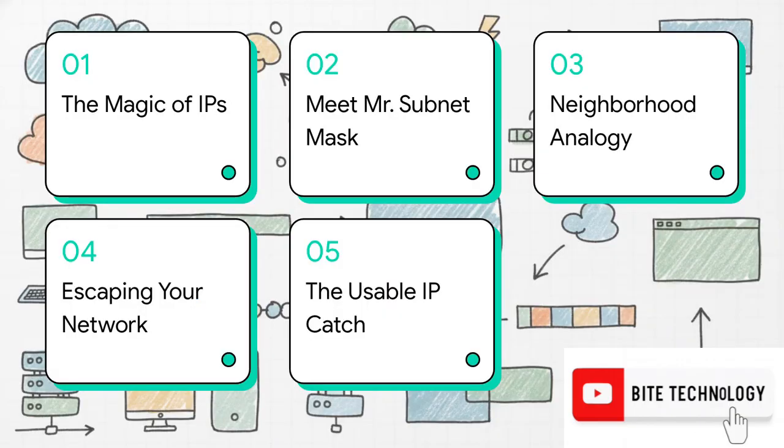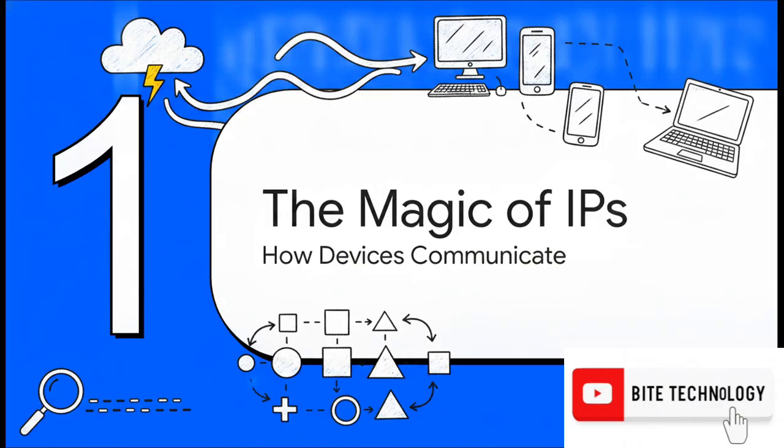So here's our quick roadmap for today. First up, the magic of IPs. Then we'll meet Mr. Subnet Mask, explore the neighborhood analogy, figure out escaping your network, and finally, we'll uncover the usable IP cache. Starting off with Section 1, the magic of IPs, and how devices actually communicate.